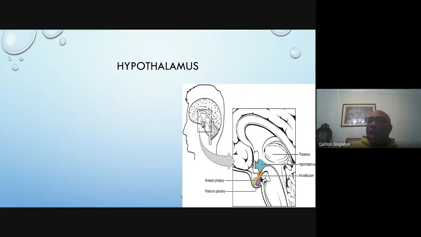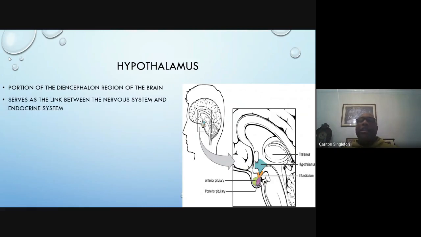Then just below the hypothalamus, you see the pituitary gland. We spent a lot of time discussing it in this chapter. Also we have the anterior and the posterior pituitary. And right there we see what's called the infundibulum. The infundibulum is the connection that connects the hypothalamus to the posterior pituitary. Again, the hypothalamus is a part of the diencephalon region of the brain. And this is important. This is going to be one of your questions on your exam.